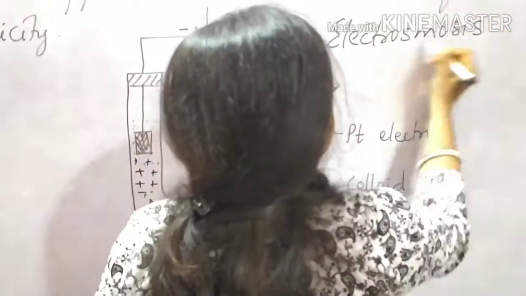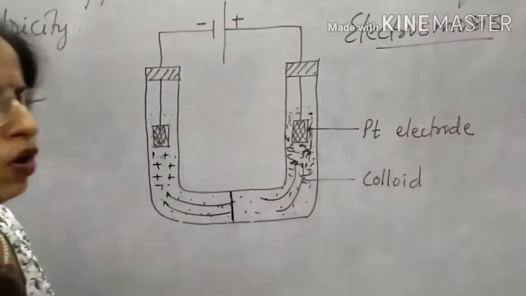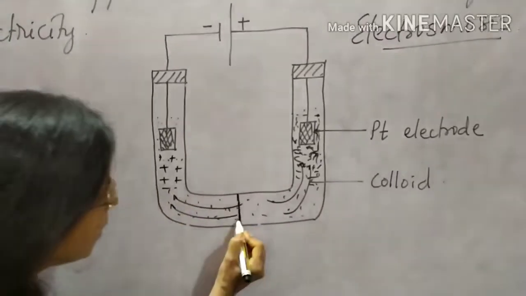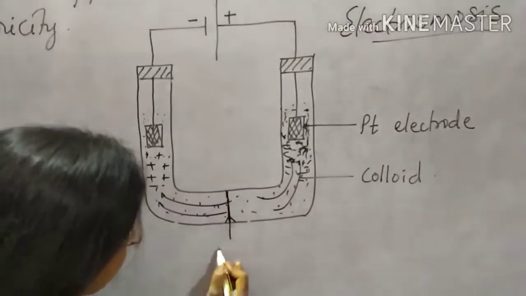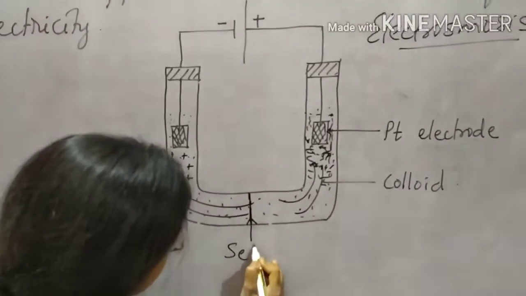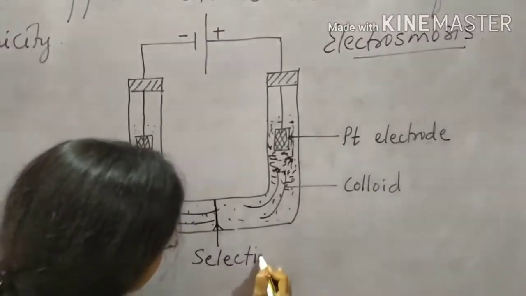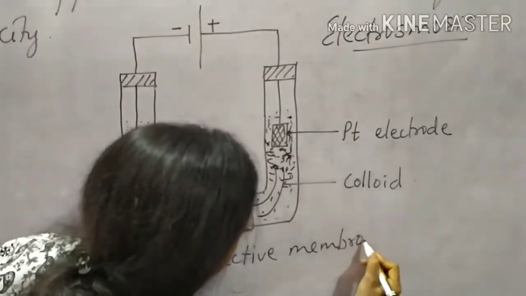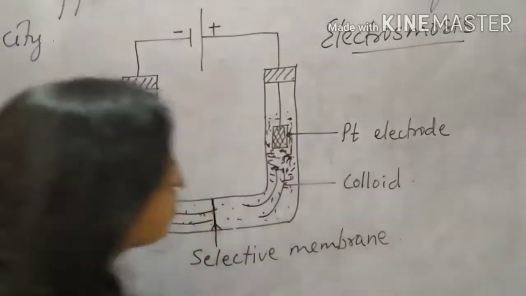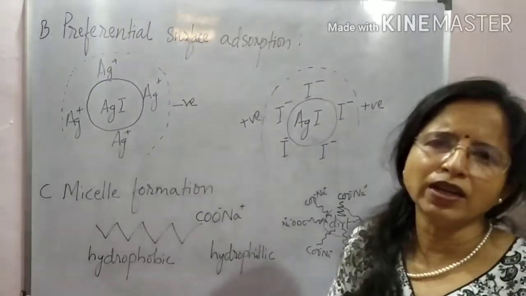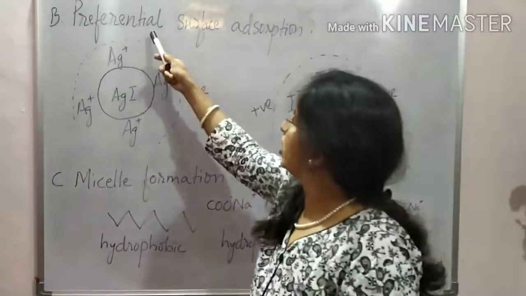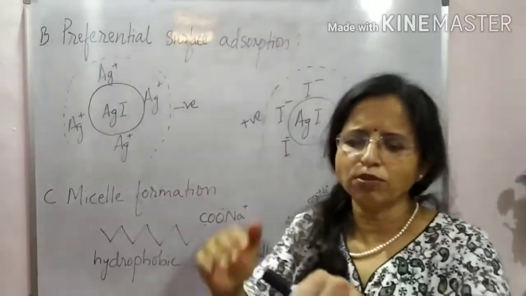This method is called electroosmosis. So when electrophoresis is carried out by using a semi-permeable membrane or selective membrane, then that phenomenon we call electroosmosis. Next method of detecting charge on the colloidal particles is by preferential surface adsorption.